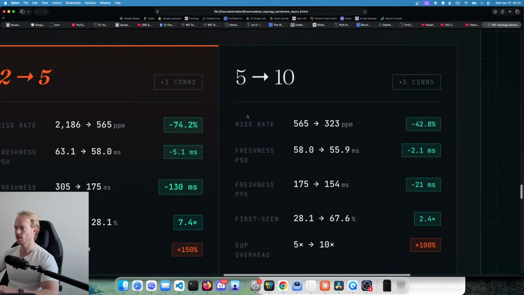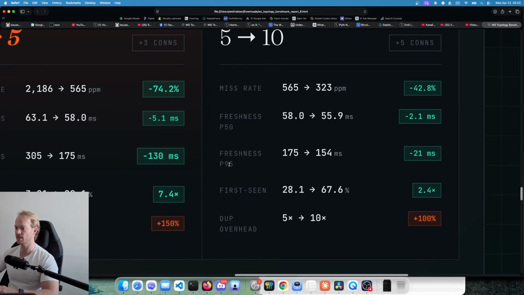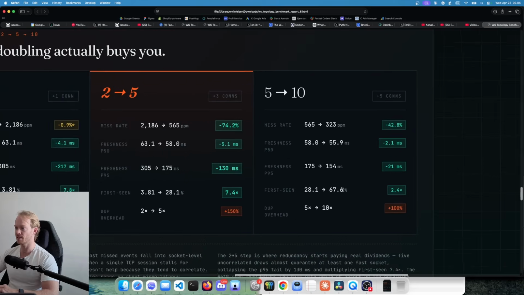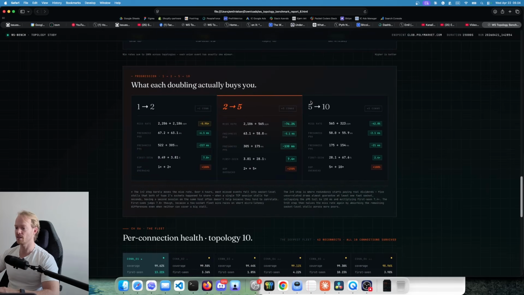Now, if we go from 5 to 10 connections, we decrease the miss rate another like 40%. We also decrease the latency by 2 milliseconds. We decrease the latency of the 95 percentile by 21 milliseconds. And then again, we increase the first seen by 2x. So it's quite dramatic. I would say the sweet spot is probably somewhere between 5 to 10 connections. But what you have to keep in mind is it's a lot of data, okay? Because you have to handle that in your system.